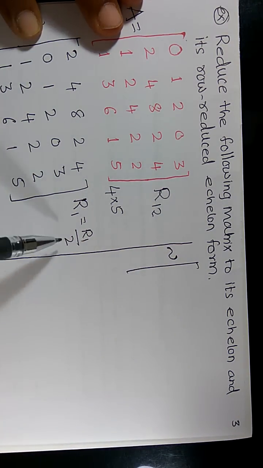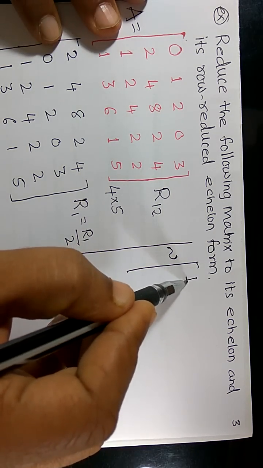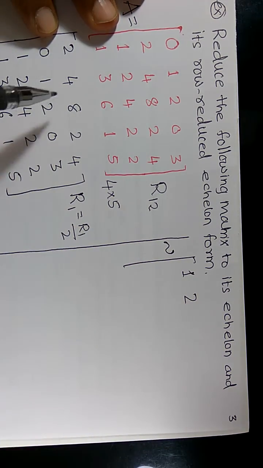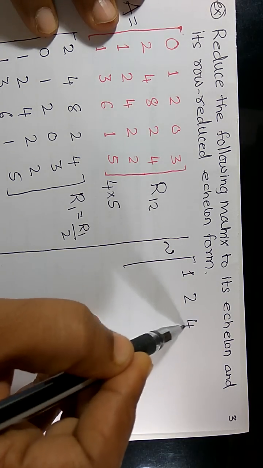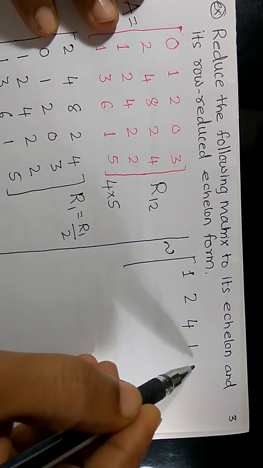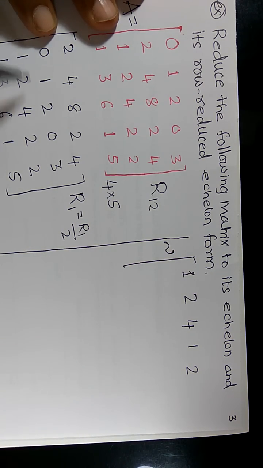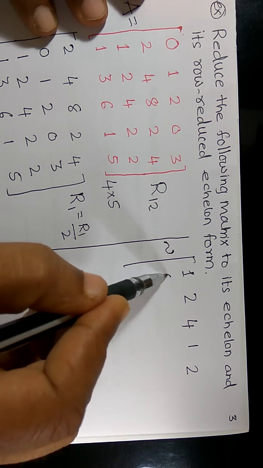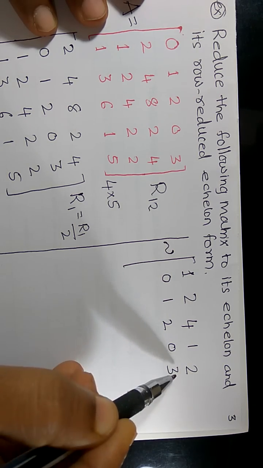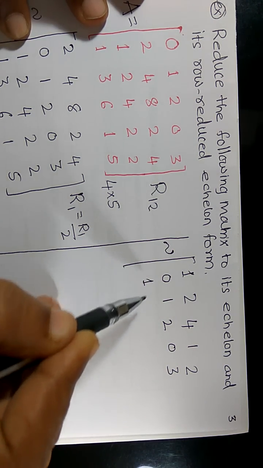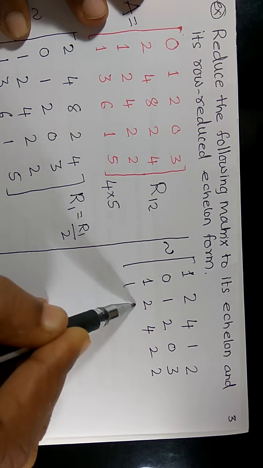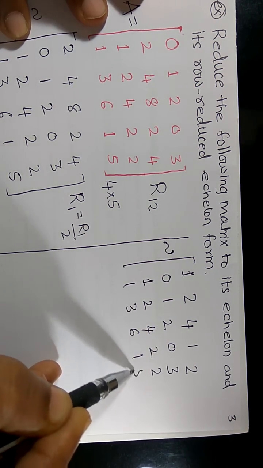So what is the equivalent matrix? The first row is divided by 2. 2 divided by 2 is 1. 4 divided by 2, 2. 8 divided by 2, 4. 2 divided by 2, 1. 4 divided by 2, 2. Right? And the other rows remain as they are. So 0, 1, 2, 0, 3. So 1, 2, 4, 2, 2. 1, 3, 6, 1, 5.